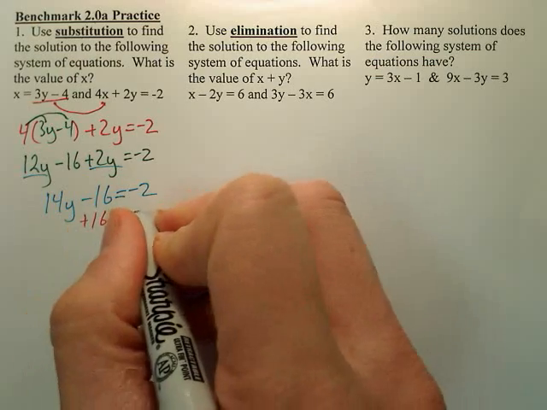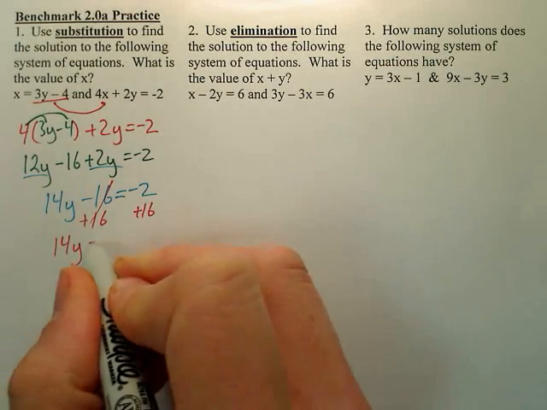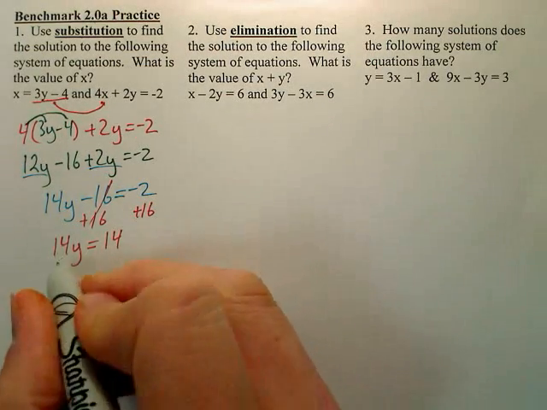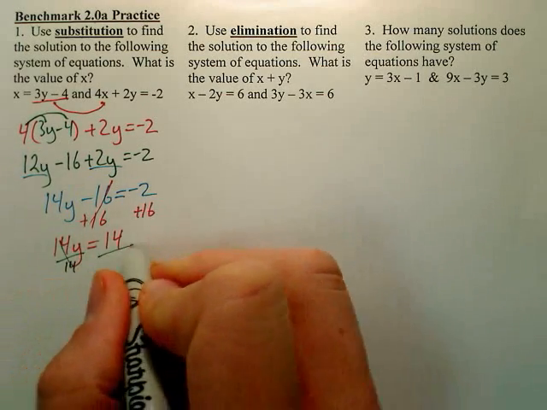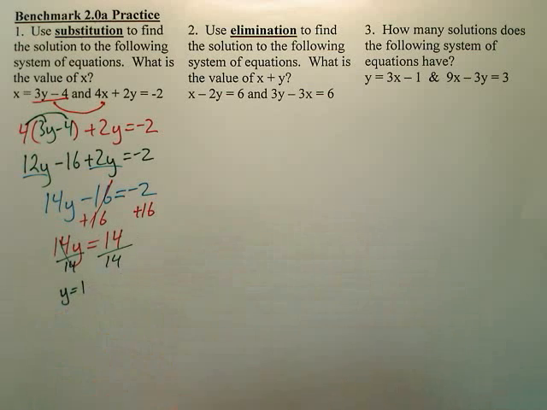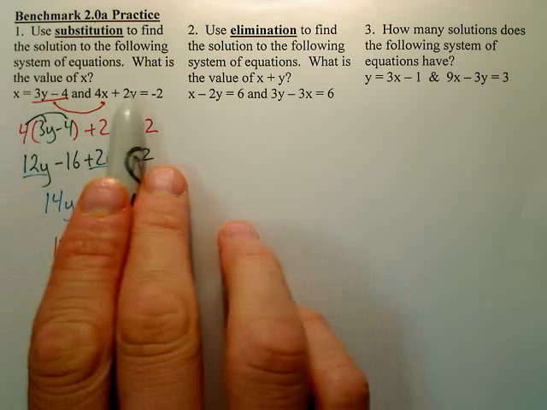Add the 16 over. And you have 14y equals 14. So 14 times what is 14? Well, if you divide it over, you'll notice it's 1. Is that what we're asking for? No, it wants x. So to find it, we have to plug it into one of these two.